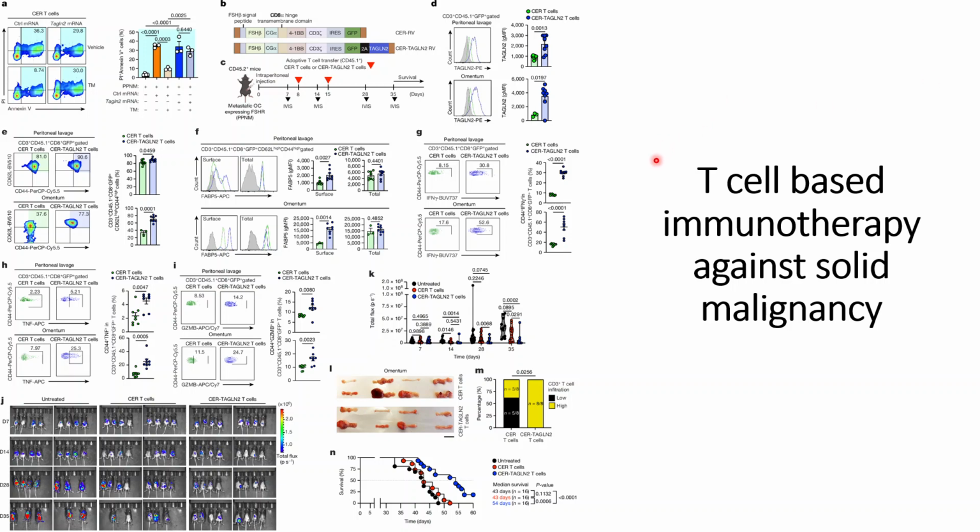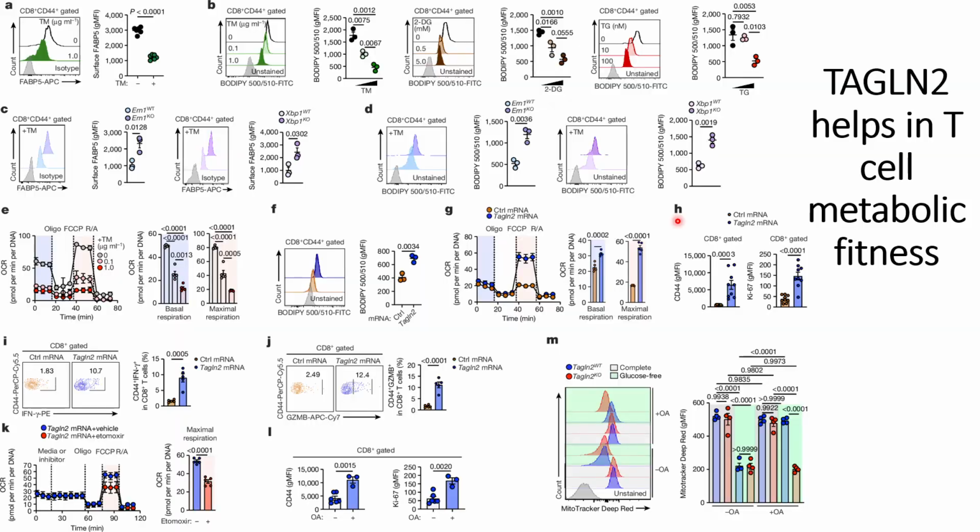In this video, we will discuss how T-cell based immunotherapy can be used against solid malignancy. So basically, what they have found from the experiments is that they are able to identify one of the critical immunosuppressant effects in CAR T cells when they are used against ovarian cancer cells, and how this can be overcome.